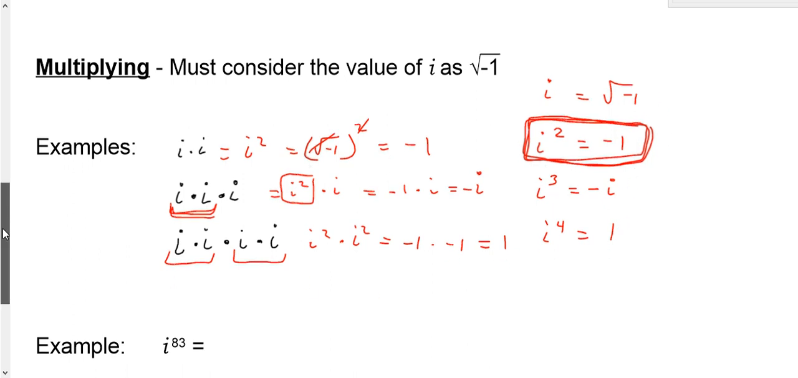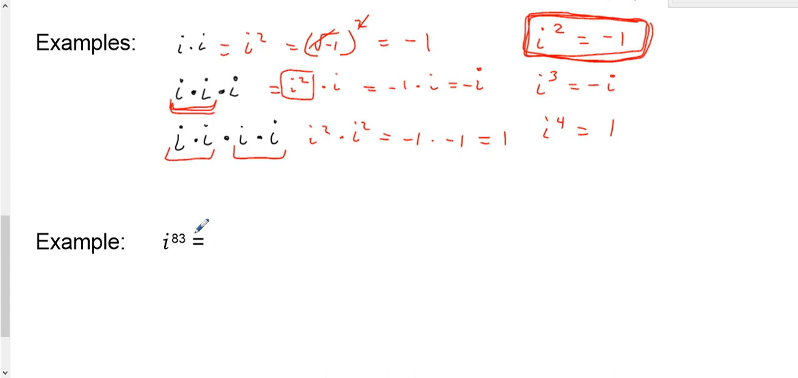So let's look at i to the 83rd. If I have i to the 83rd, think about the fact that if I had i to the 5th, okay? When I had i to the 4th, that was 4 i's. And I know that i to the 5th can be broken up as i to the 4th times i.